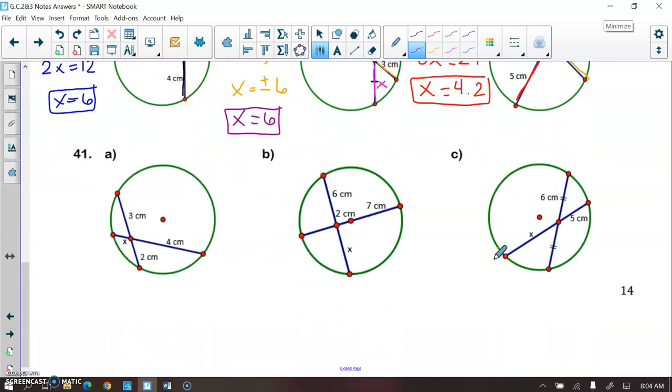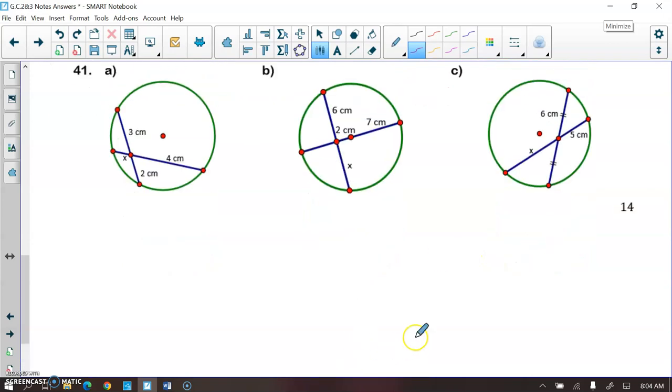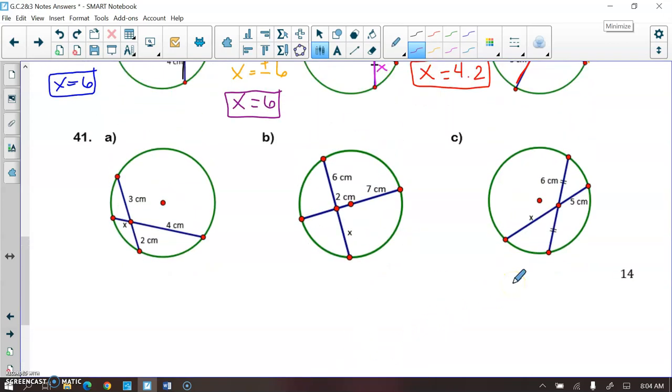Next one, same thing. I have x times 4 is equal to 3 times 2. So I have 4x is equal to 6. Dividing by 4 on both sides, x comes out to be 1.5.